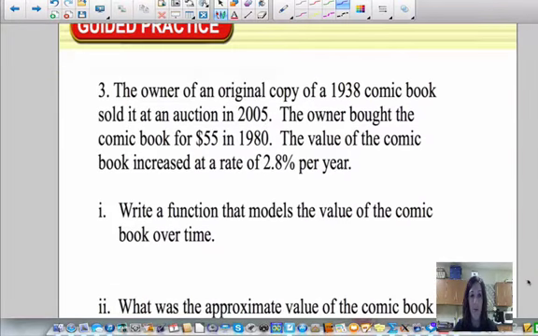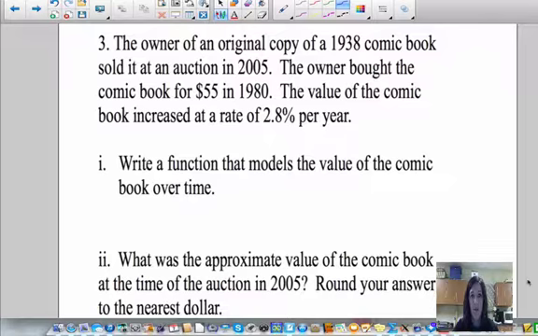All right, now I want you to try this problem. It's very similar to the last problem. So I am going to go ahead and finish the podcast, so please pause it at this time.